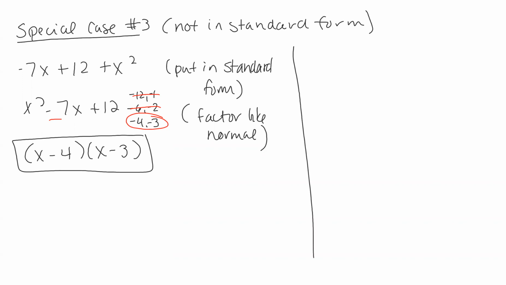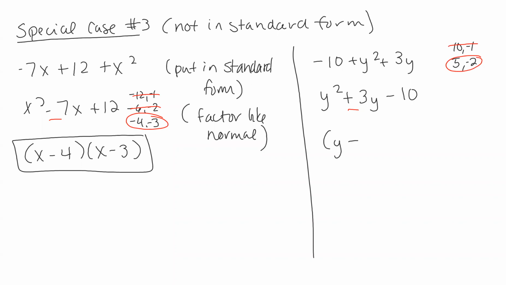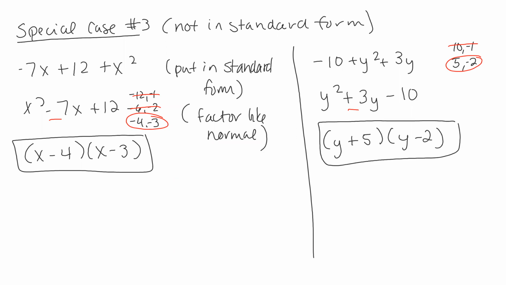So same thing over here, negative 10 plus y squared plus 3y. I would rewrite it as y squared plus 3y minus 10. Now I'm looking for factors of negative 10, so different signs, and I want the larger one to be positive. So I get 10 and negative 1, 5 and negative 2. Well, 10 and negative 1 is too big, but 5 and negative 2 is just right. So I would get y plus 5, y minus 2. And that's it. So for special case number 3, it's actually quite simple. Just put your polynomial in standard form and then factor.